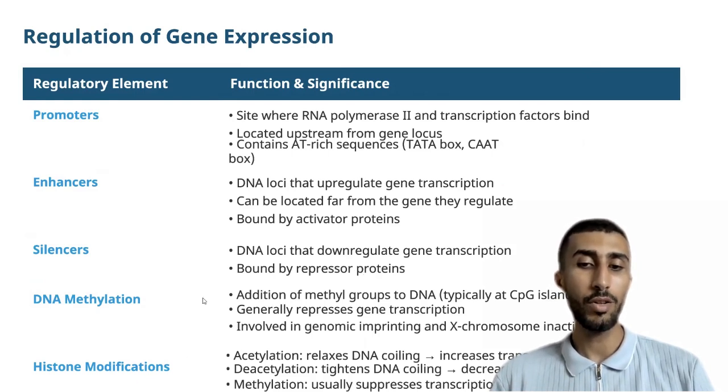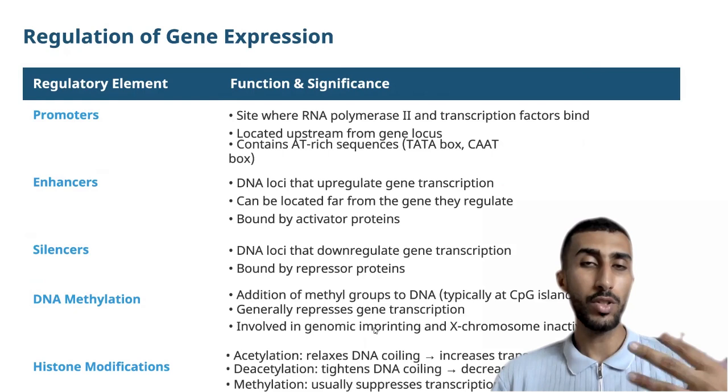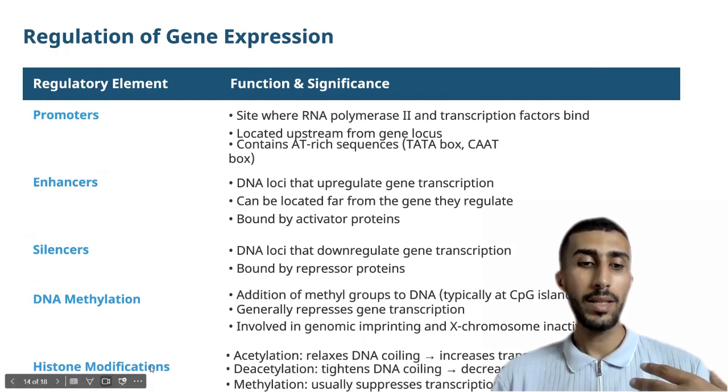DNA methylation means the addition of methyl groups to DNA, typically at CpG islands. They generally repress gene transcription. So this refers to epigenetics. This is a field where there is control of the genes without changing their sequence, through methylation or acetylation. So DNA methylation generally represses gene transcription. We don't change the sequence, but we add methyl groups, typically at CpG islands. This involves genomic imprinting and X-chromosome inactivation. So this switches genes on and off without changing the gene sequence, and then histone modification.